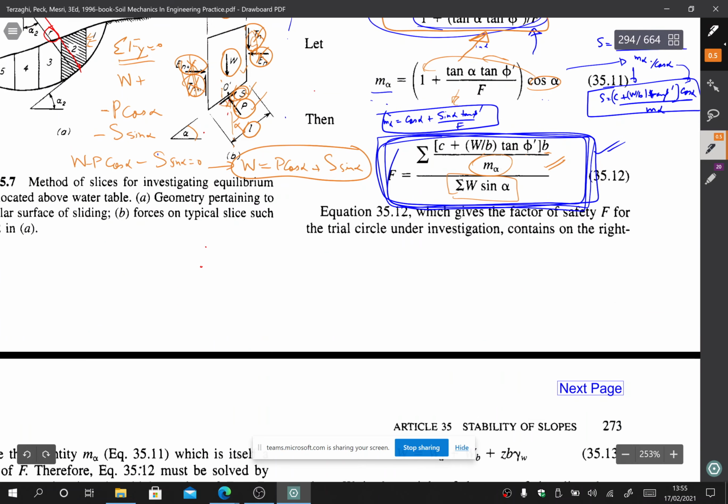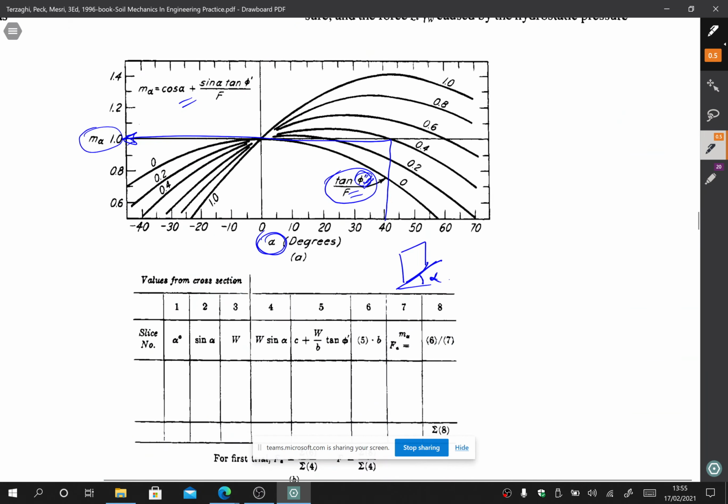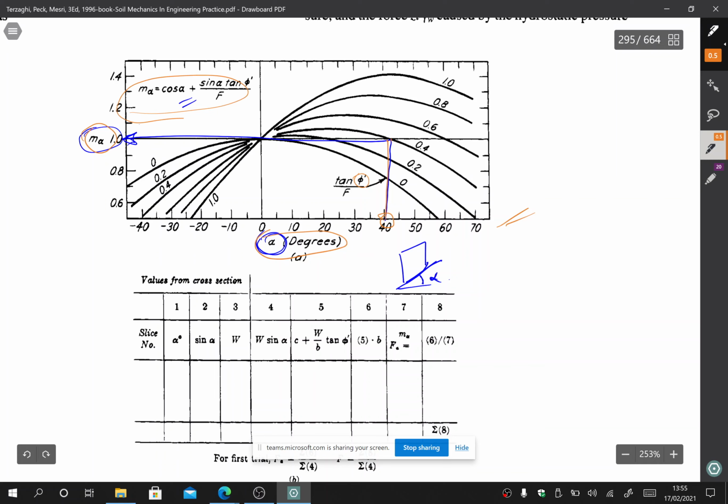And why will using M alpha be helpful? Because we have a chart that is developed. On the x-axis we have the slope angle, on the y-axis we have M alpha, and here we have the value of angle of internal friction divided by the factor of safety. So simply if you know the slice's angle of inclination alpha, and you know the phi dash for your soil, you select that slope angle and move upward. All right, and this is the value of M alpha, so the value of M alpha can be simply found out from here. Okay, so that's why finding out M alpha is wanted, because we can find out the M alpha value directly from here. We don't have to do a lot of calculations, you can use a chart to find out the value.